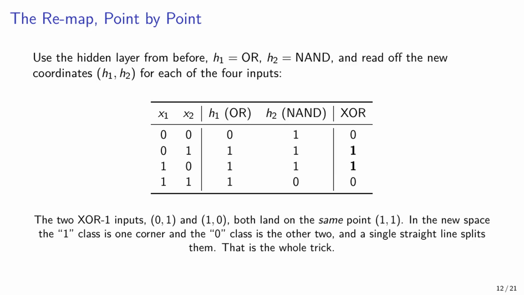Now look at what happened. The two XOR 1 inputs, 0, 1 and 1, 0, both landed on the same point, 1, 1. In the new space, the 1 class is a single corner and the 0 class is the other two corners. And one straight line splits them cleanly. That is the whole trick of a hidden layer.